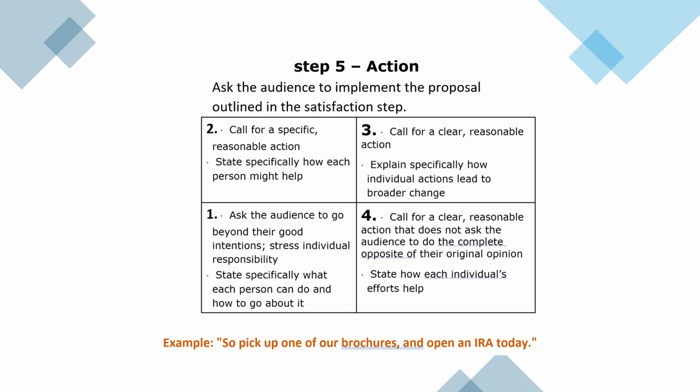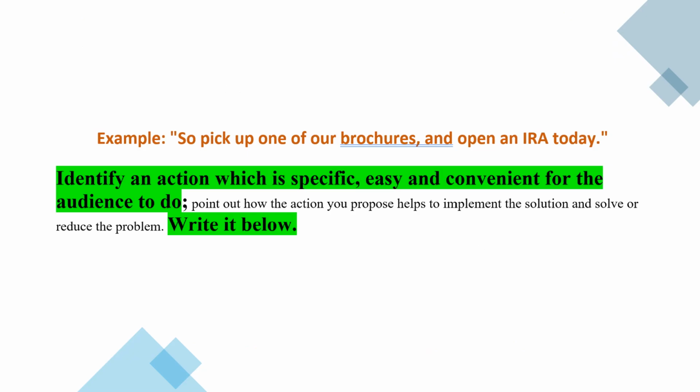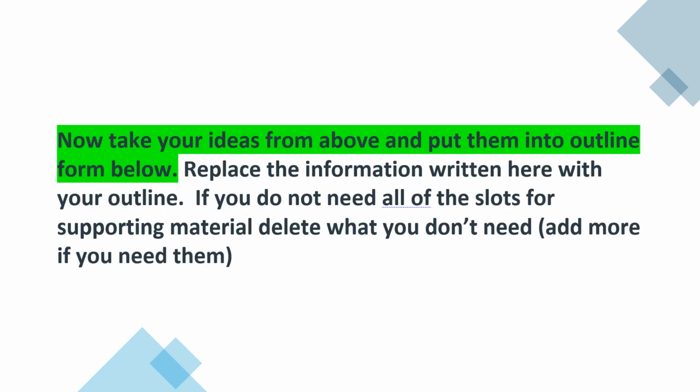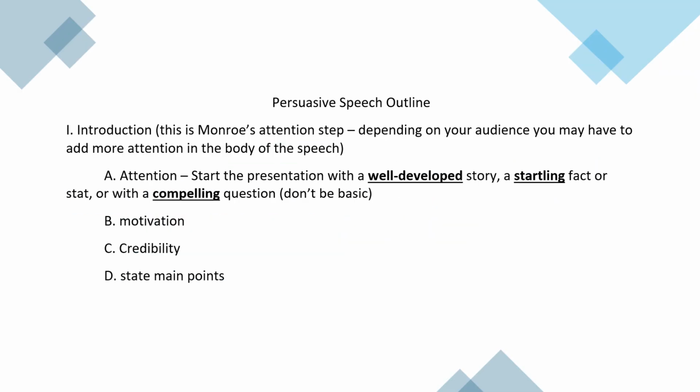Then we move into step 5, which is action. Find your quadrant. Read the example. Write down your action that you would do for this step. Now, you're going to take all your ideas from above. You had 5 steps, and you wrote down your ideas for each of the steps. You're going to now take that information, and you're going to put it into the outline itself.